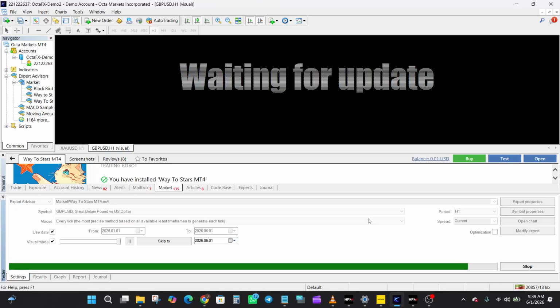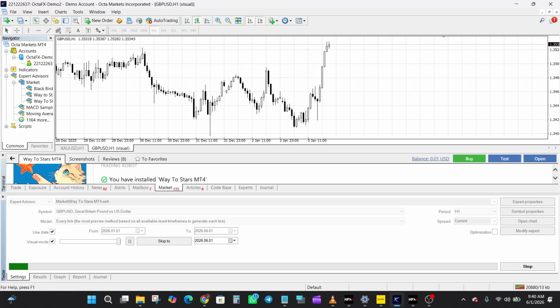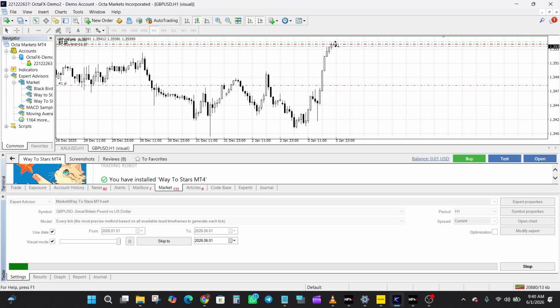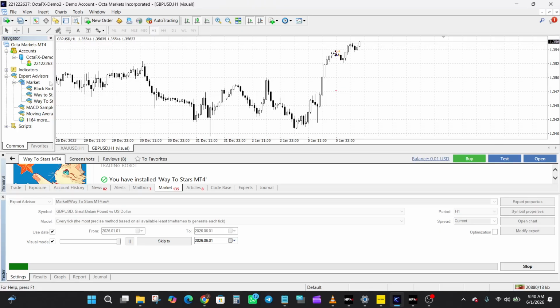Beyond that, I wouldn't make assumptions about the exact entry logic or internal decision making process, since those details are not disclosed on the product page. Instead, I prefer to focus on how the trades were managed throughout the testing period and how the overall equity curve behaved across different market conditions. Okay, so we can already see the EA being active.